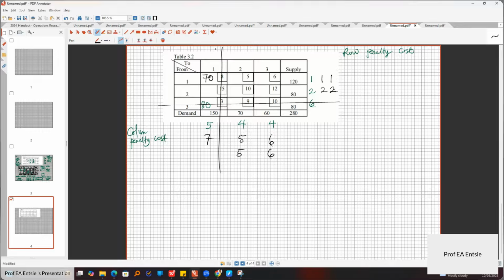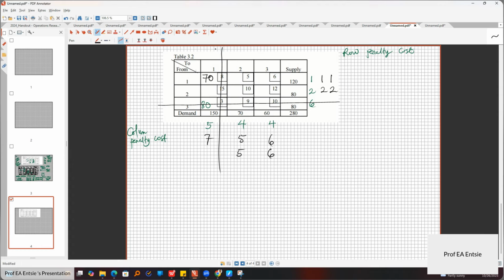Then we go around again, then check for the highest number. So what is the highest number that we are having now?